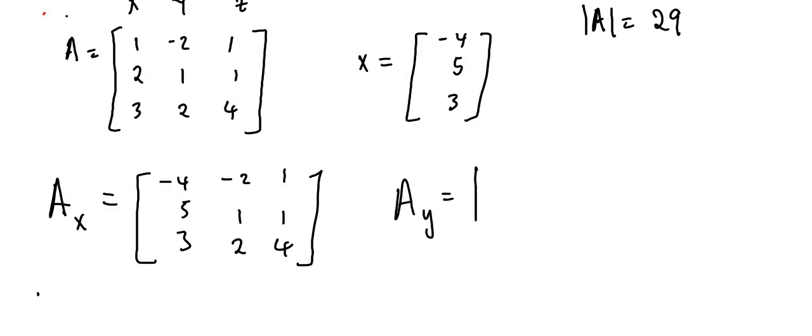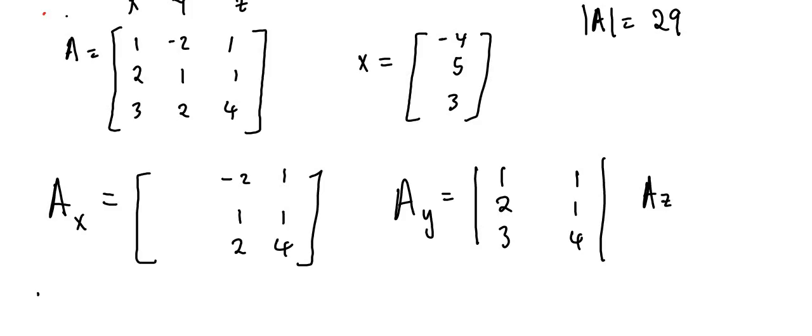So we're going to get the determinant of AX, and we're also going to create the matrix of AY, meaning we're replacing the Y column by simply getting the matrix here and replacing the middle part. So this is going to be 1, 2, this is 3. So the middle part has been replaced by this. Let me just try to write this. 1, 1, 4. Then we're also going to have AZ.